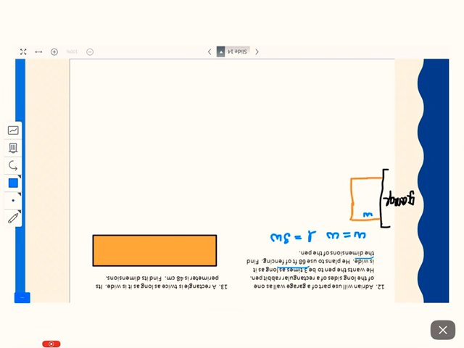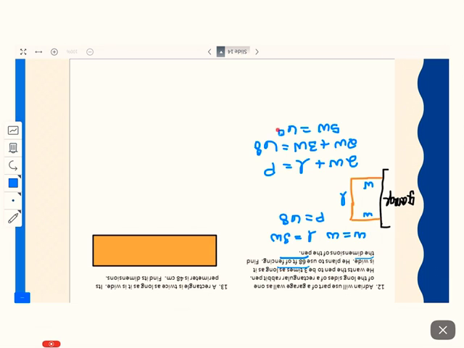So the short sides are W and the long side is L, because it said he only wants one long side. He has 68 feet of fencing. That's kind of like your perimeter. So it says find the dimensions. Well, I have 2W plus L equals P. But L is really 3W and P is really 68. So I have 5W equals 68.